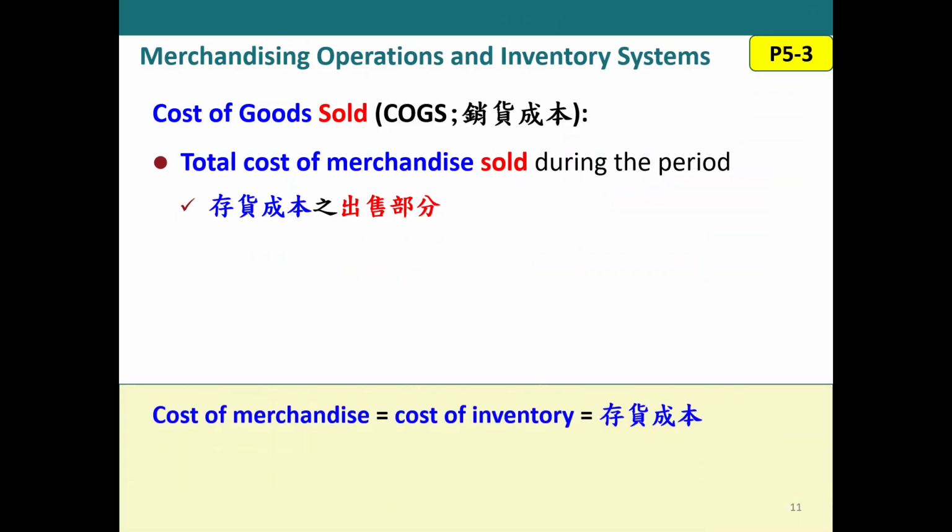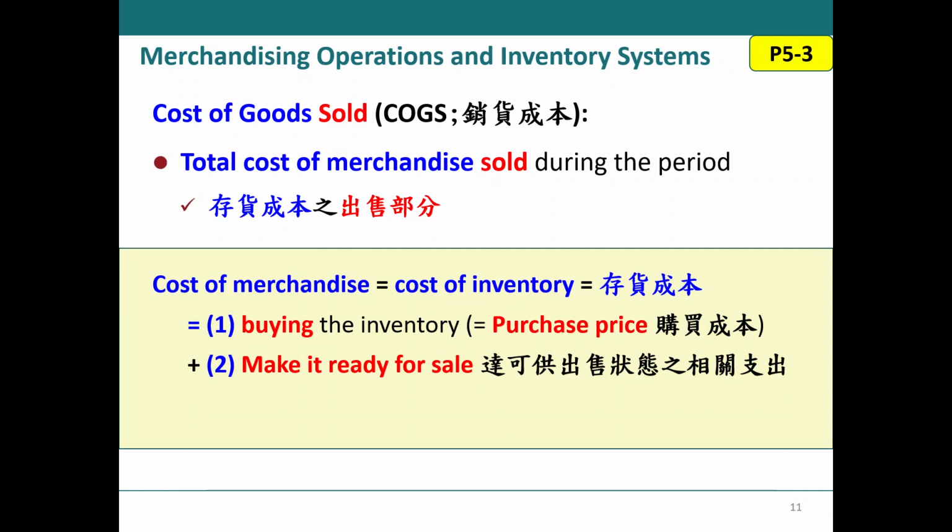It is 1 plus 2. Remember, what's 1? Purchase price. What's 2? Make it ready for sale. So how to determine your cost of inventory, the money you spend to buy your inventory? 1 plus 2. What's 1? Purchase price. What's 2? Make it ready for sale.